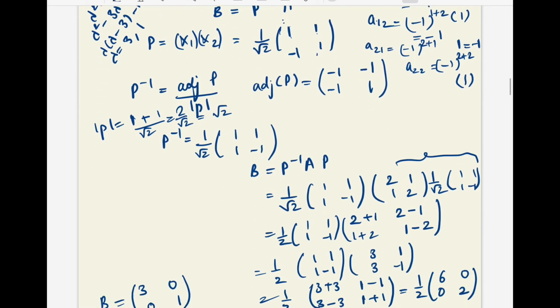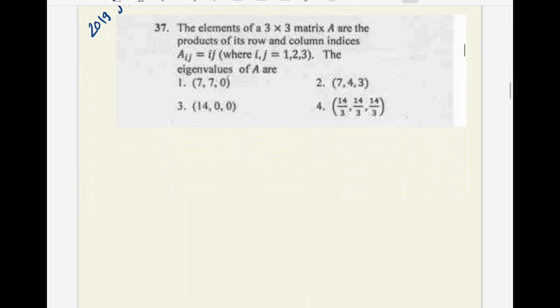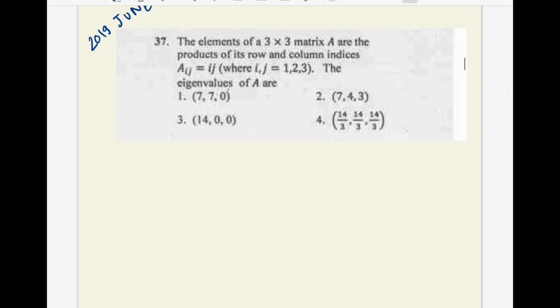Okay, now next question. The elements of a 3 cross 3 matrix A have the product of its row and column indices, A_ij equals i times j. The eigenvalues of A are? So what is A_ij? A_ij is equal to ij. Since it is a 3 cross 3 matrix, it will have 3 rows and 3 columns.